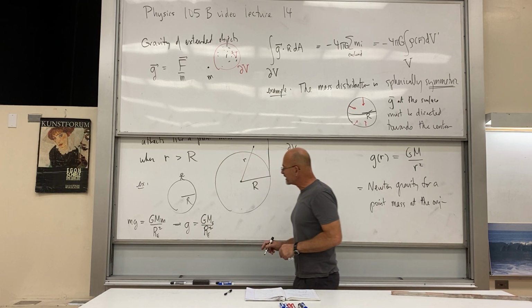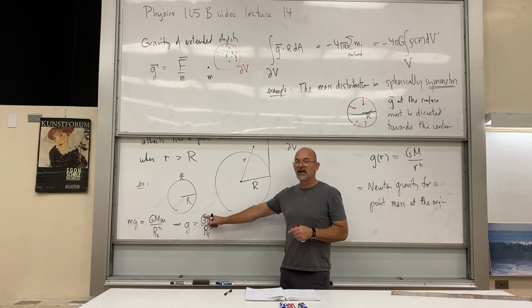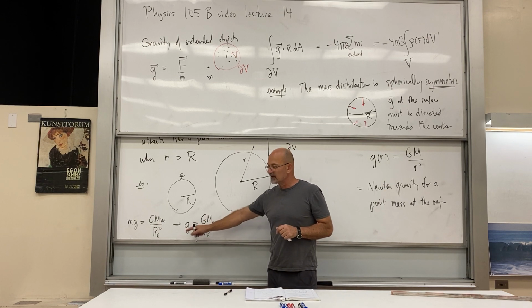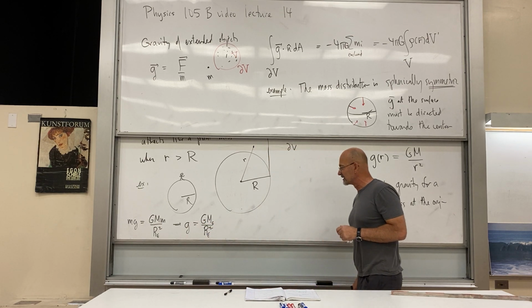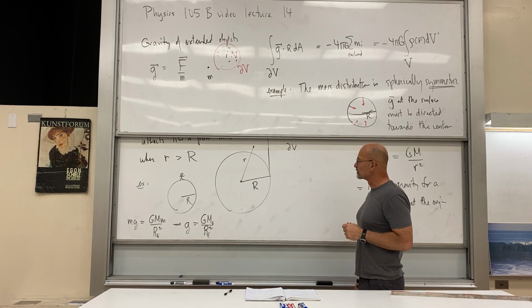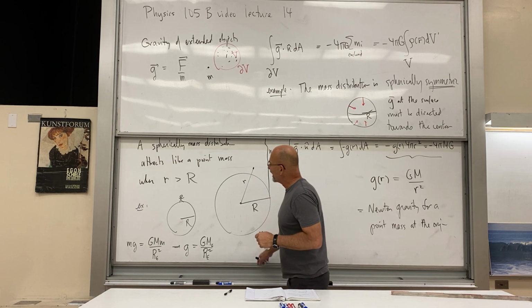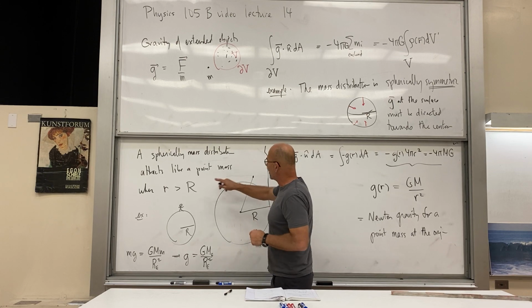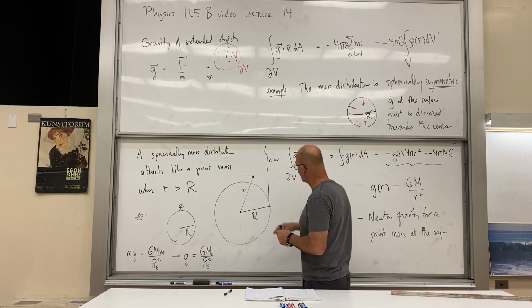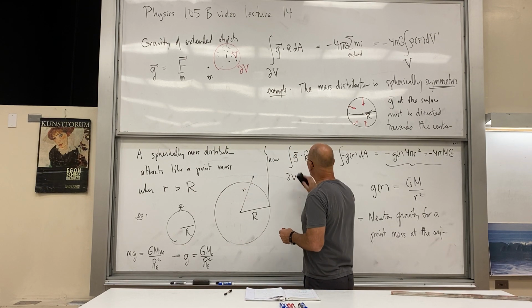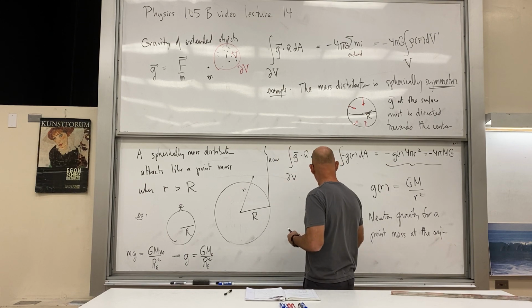If you've never done it, go ahead and look those numbers up and plug them in and see that they actually give you the famous 9.8. Okay, that's worth it. So it acts like a point mass when r is greater than the radius of the central body. However, let's go ahead and leave this here.